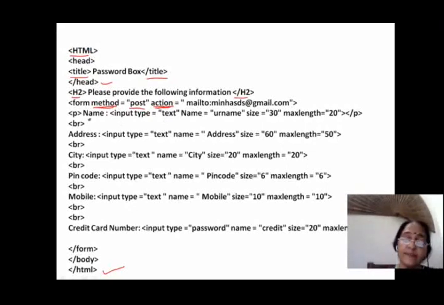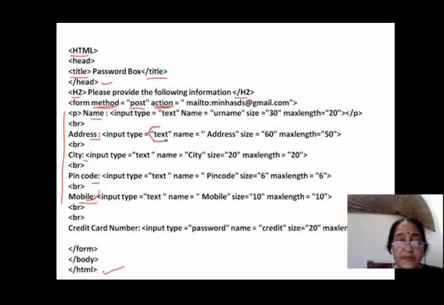Then it is name. In the registration form, you need name, you need address, you need city, you need PIN code, and you need mobile number. So all these things will be in the input text. That will be the text input. Can you see? In all the fields, I have asked in text. Right? Here it is credit card.